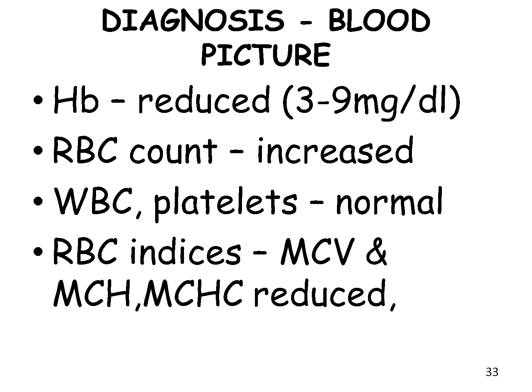Now we shall discuss the diagnosis of thalassemia. In blood picture, the hemoglobin will be reduced. It may go down to 3 to 9 mg per dl. RBC count will be increased. WBC and platelets will be normal. In RBC indices, the MCV, MCH, MCHC will be reduced.